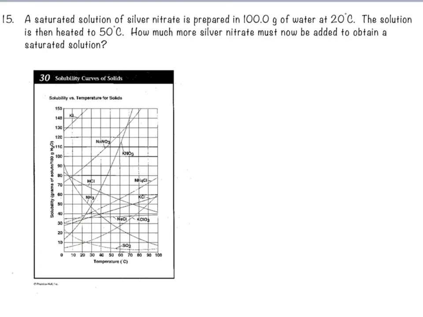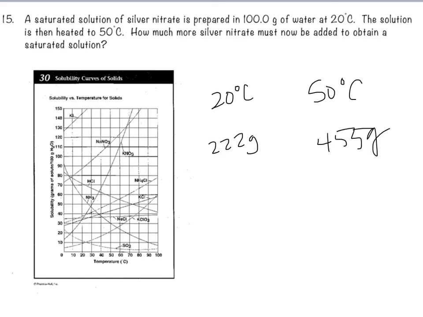Okay, I apologize, this graph does not list the silver nitrate on here either. I didn't pay attention to this, but first off, if you look at a graph, it says 20 degrees Celsius, 100 grams of water will dissolve 222 grams of silver nitrate. And then if you look at the graph and you read 50 degrees Celsius, it'll dissolve 455 grams of silver nitrate. So it wants to know how much more can be added to make a saturated solution.